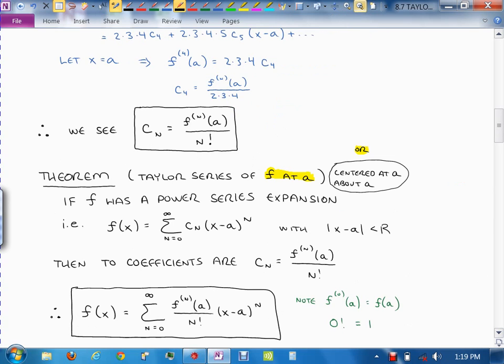So here's what it says. And this is called a Taylor series of a function f at a. You might also hear it said a Taylor series of a function centered at a, or Taylor series of a function f about a.